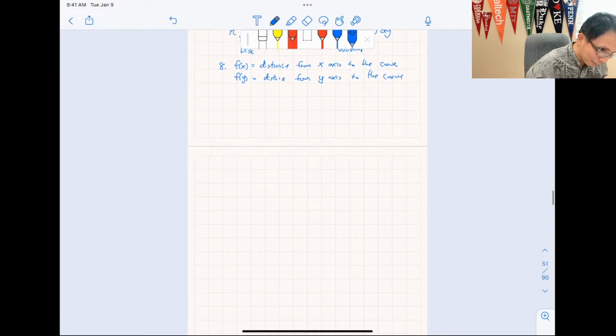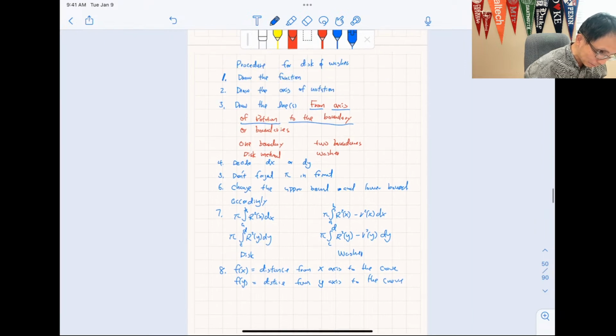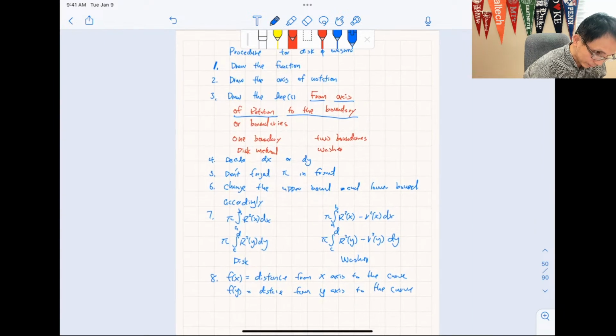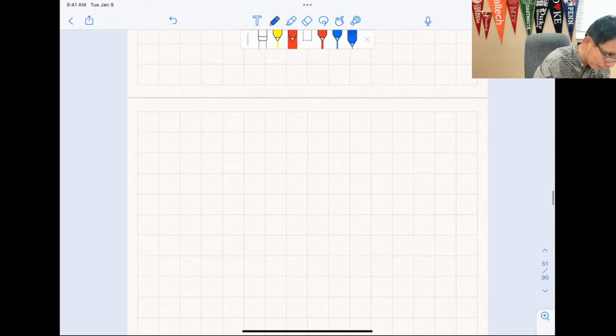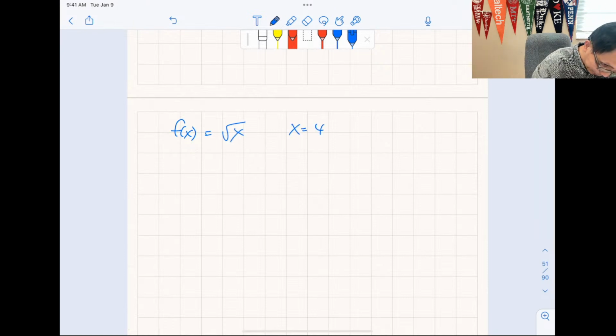So what happened is, do you guys have this written down? Okay, so I'm going to start with a function. f of x is equal to square root x, x is equal to 4, y equal to 0. Now I'm going to say, hey, this is rotated around the x-axis.